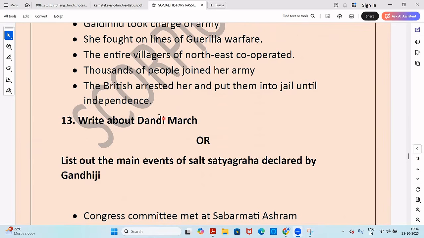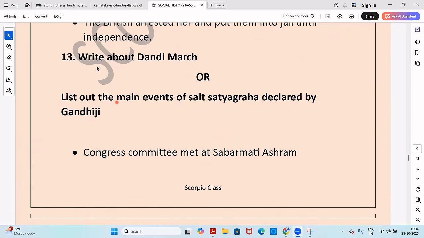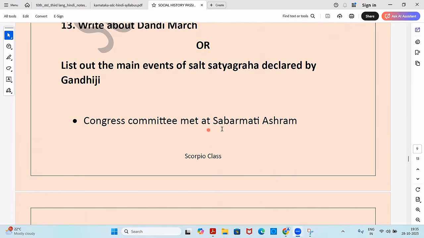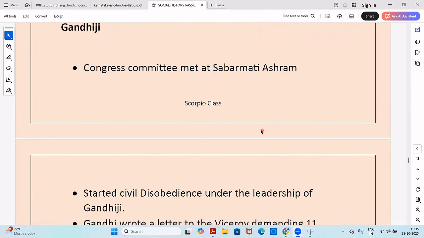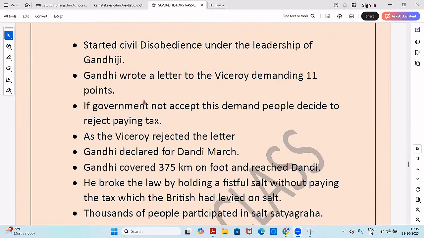Now next question. Again, we have two different types of question. Write about Dandi March or list out the main events of Salt Satyagraha declared by Gandhiji. So let's see the answer. Congress committee met at Sabarmati Ashram. Started civil disobedience under the leadership of Gandhiji.